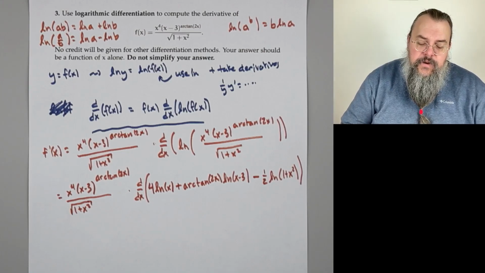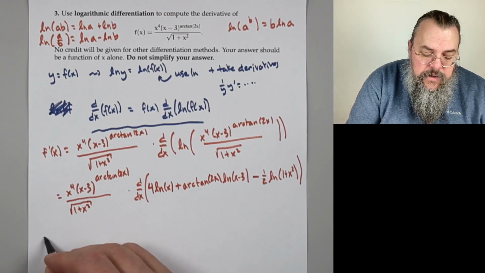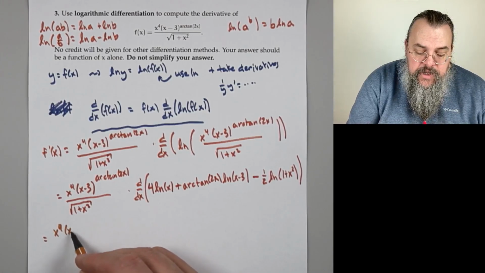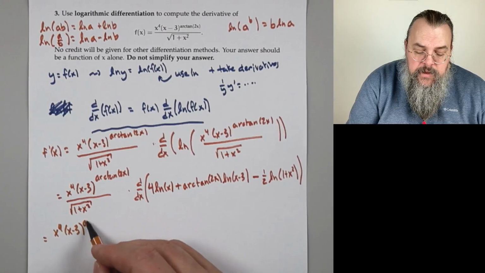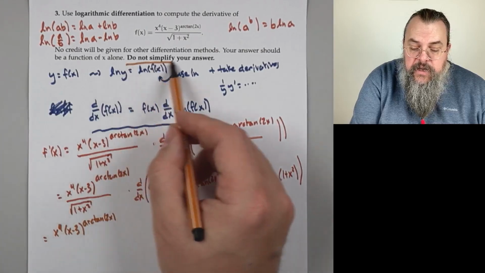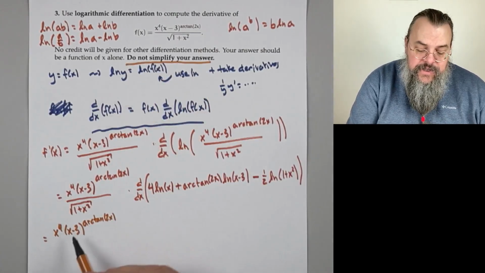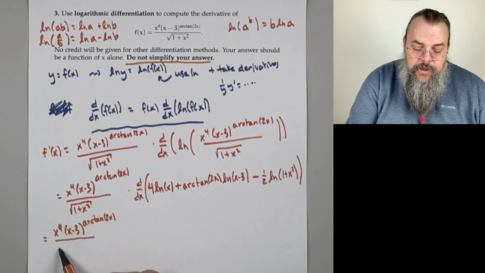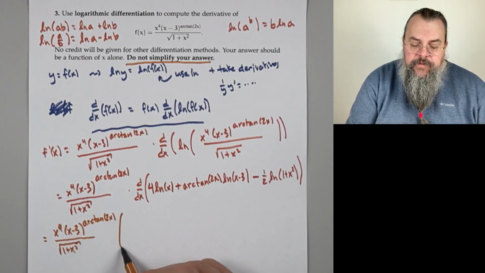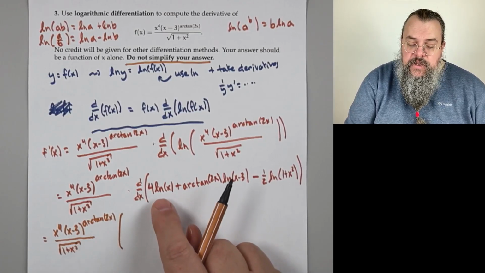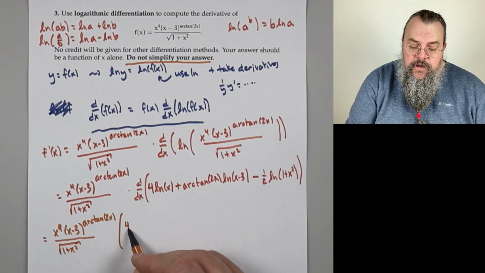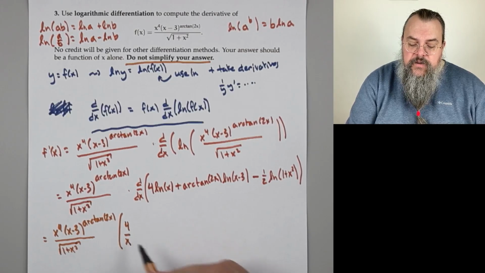All right, so here we go. We have, of course, the stuff in the front again. So we rewrite that one more time, and hopefully this will be our last time, because remember, they said, do not simplify your answer, so we're going to really take them at their word. Square root of 1 plus x squared. All right, now do it term by term. The derivative of 4 natural log x would be 4 times 1 over x, so that's 4 over x.